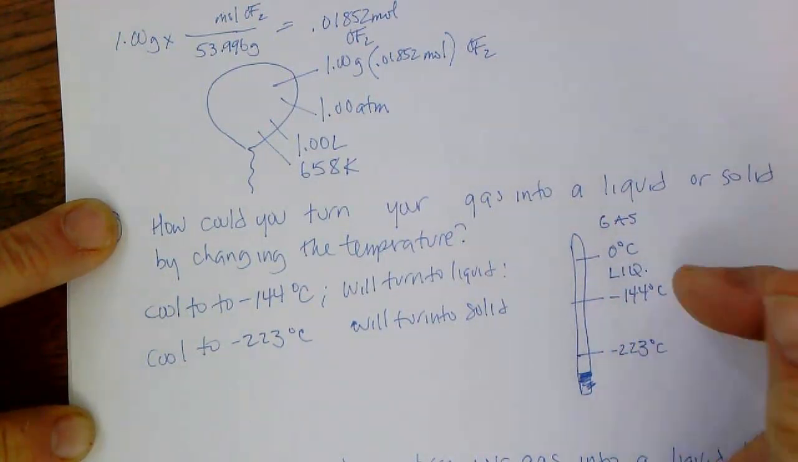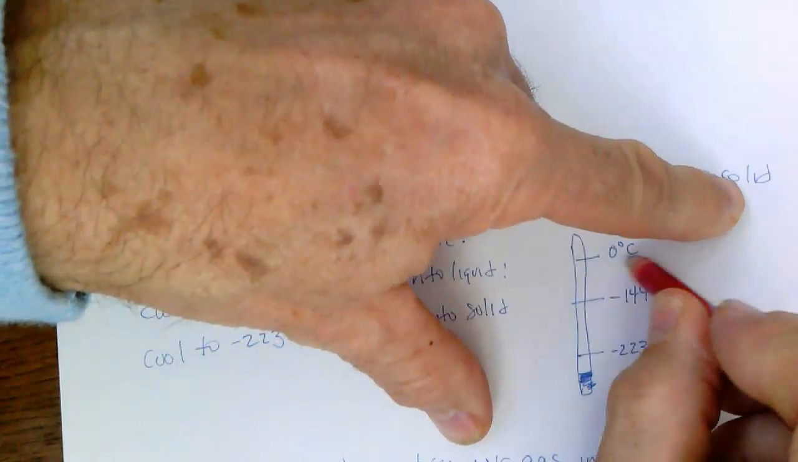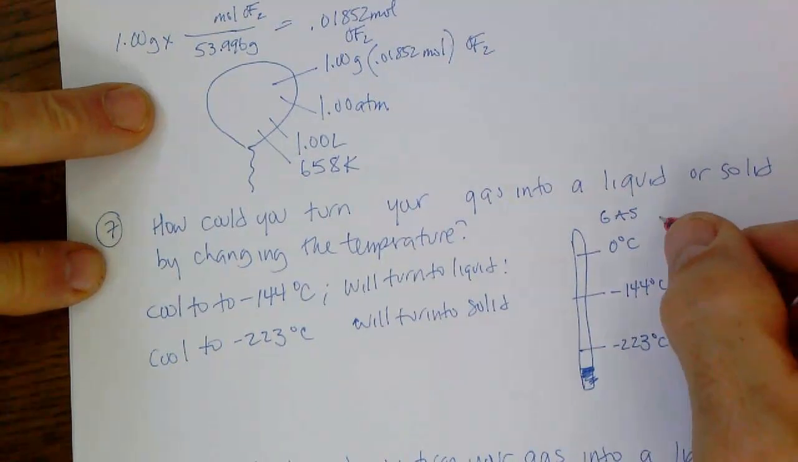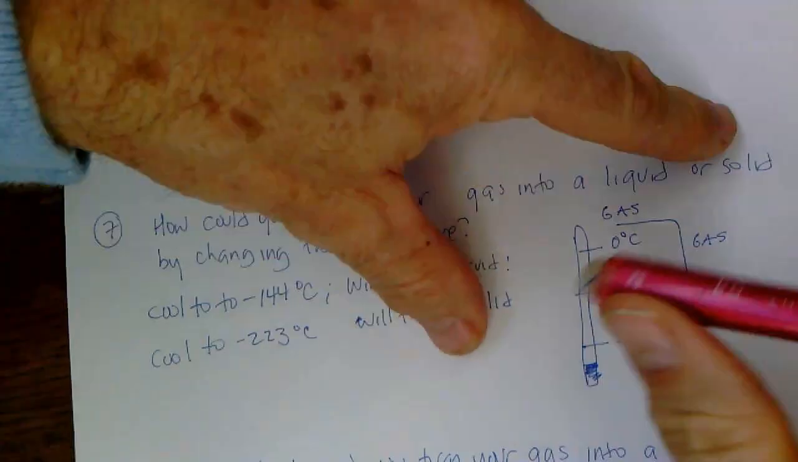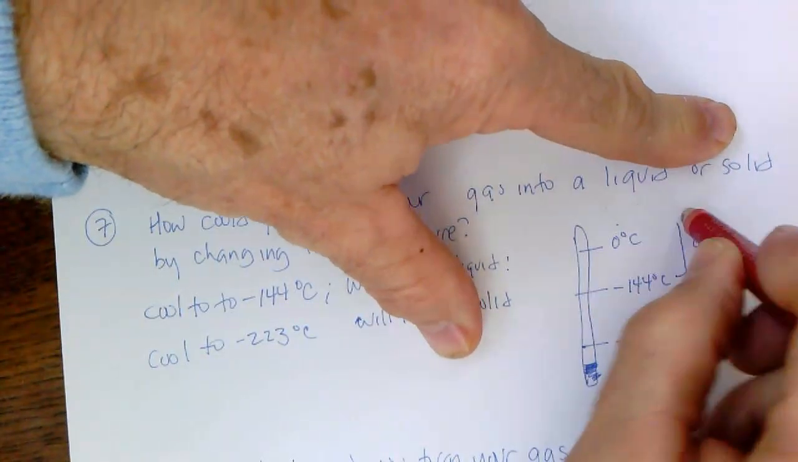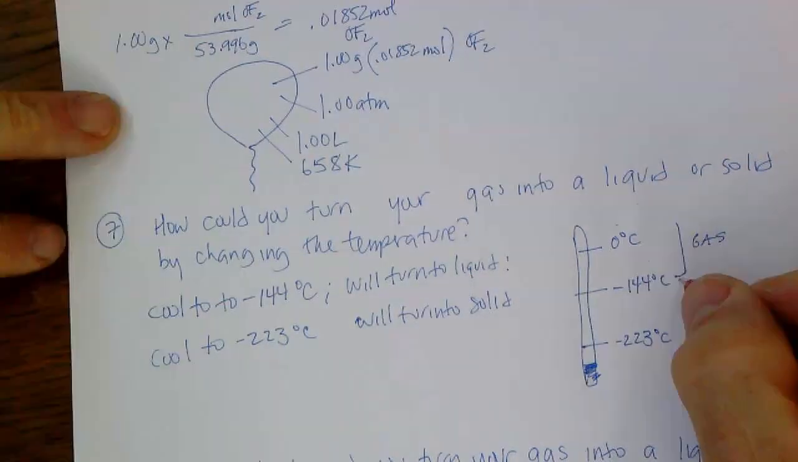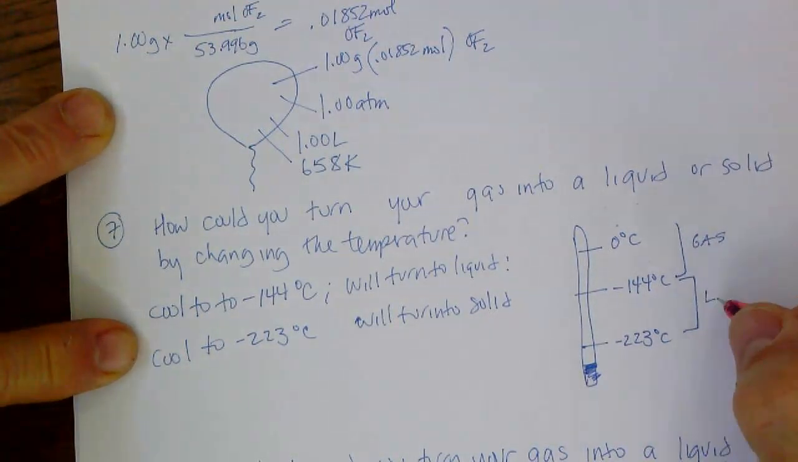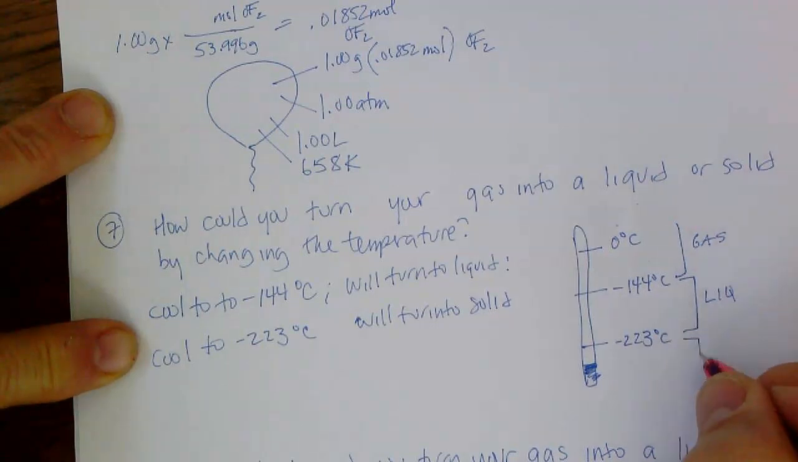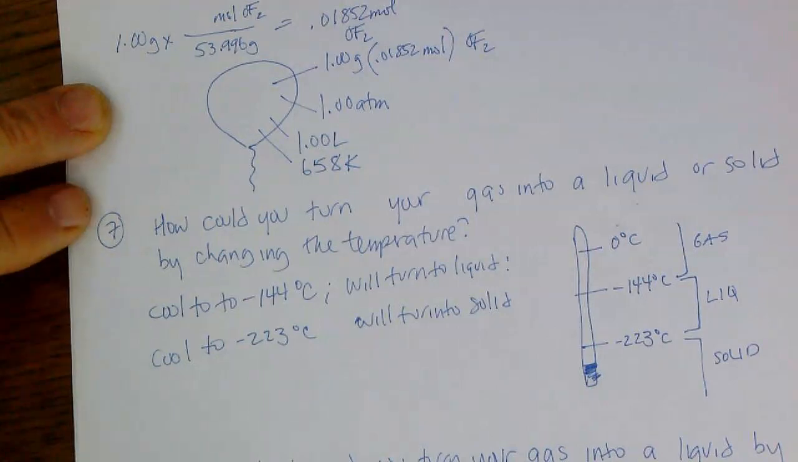And is that right? Oops, no. Gas. All the way there. Gas. Maybe I'll draw it like that. And in fact, anything above higher, it's a gas. Between minus 144 and minus 223, there it's a liquid. And below this would be a solid. That's how we answer number 7.